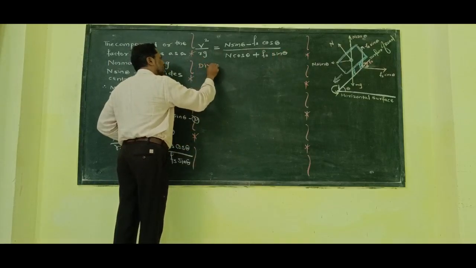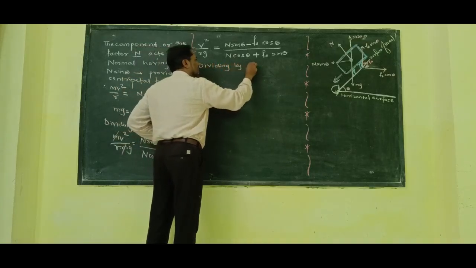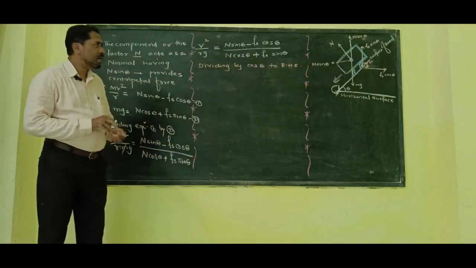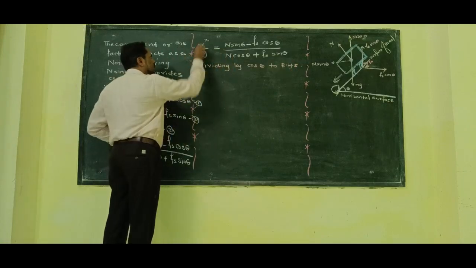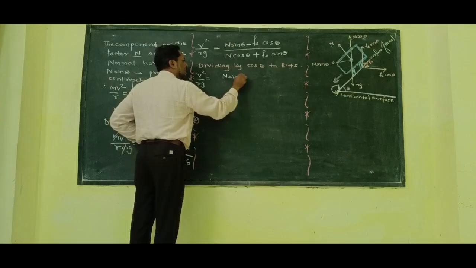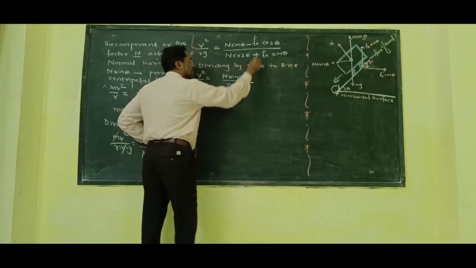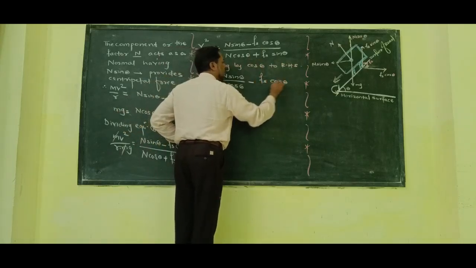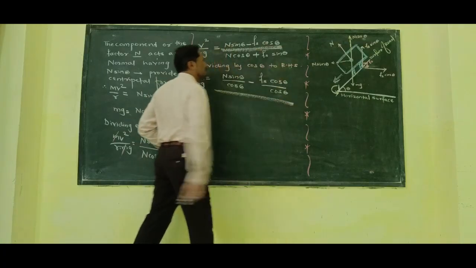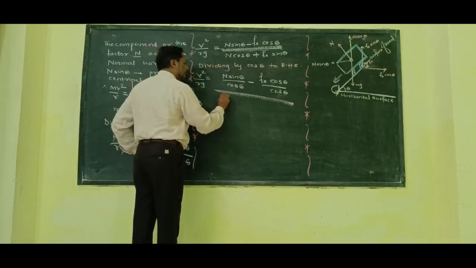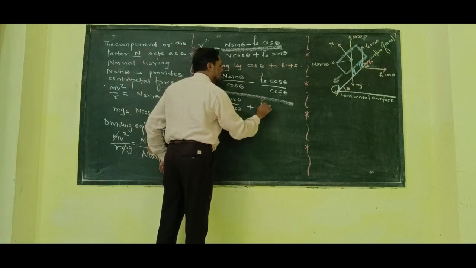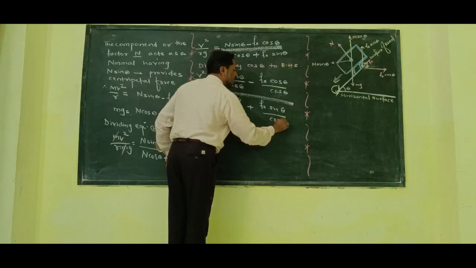Now, dividing by cos theta to the RHS, what we get is v square upon rg is equal to, watch it carefully, N sin theta divided by cos theta minus Fs cos theta divided by cos theta, divided by what remains in the denominator, N cos theta divided by cos theta plus Fs sin theta divided by cos theta.